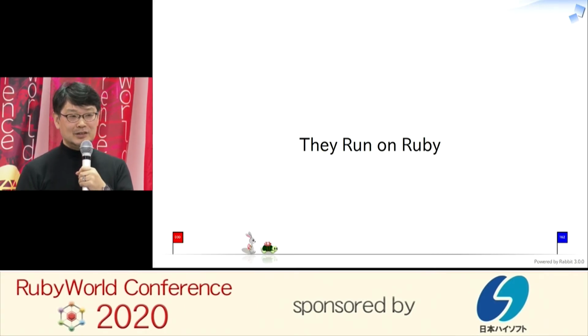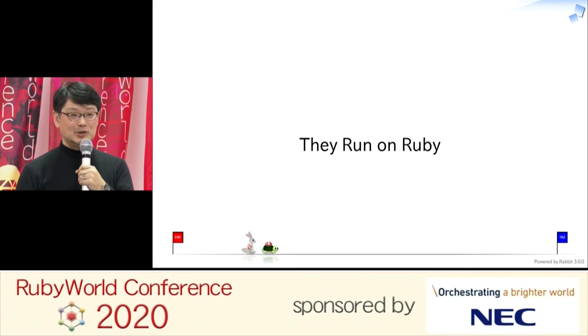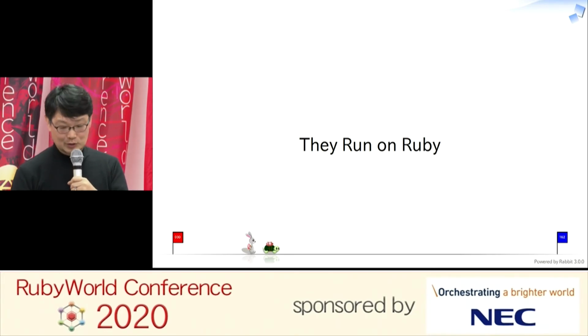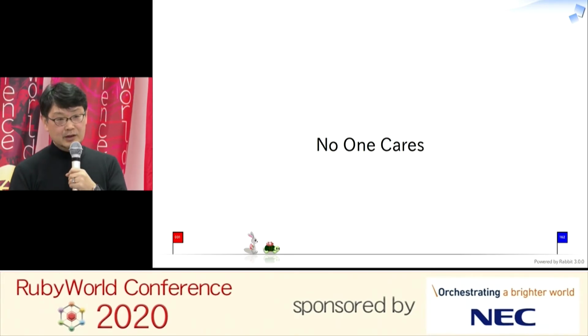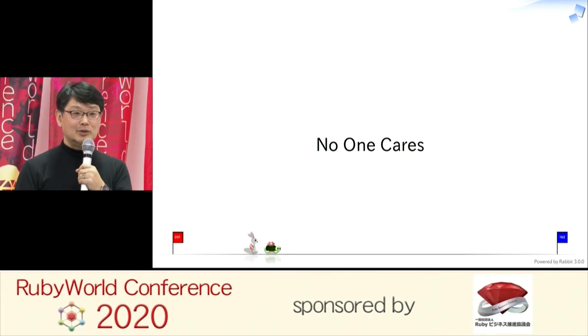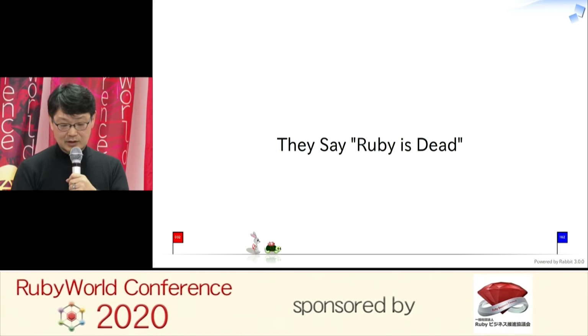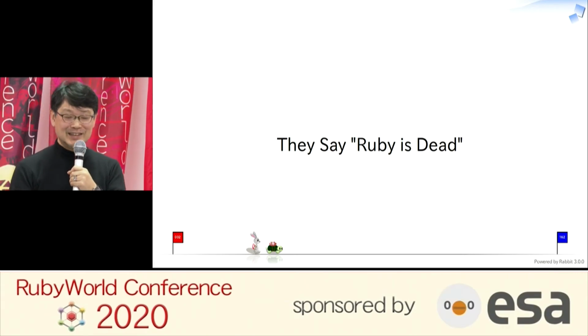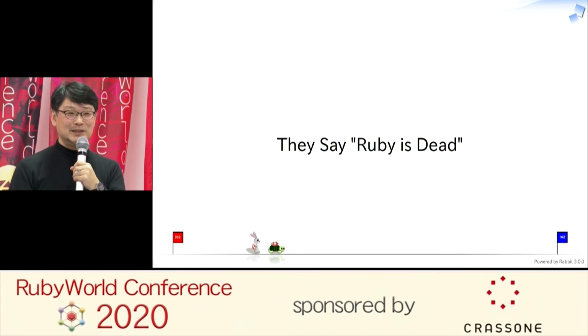But is it so bad that it cannot be used to create a web application? I don't think so. It depends on how you create a web application. I don't think there are many people who say, I don't want to use GitHub because it's created on Ruby and it's slow. But still, there are lots of people who say Ruby is dead, Ruby is not so popular.